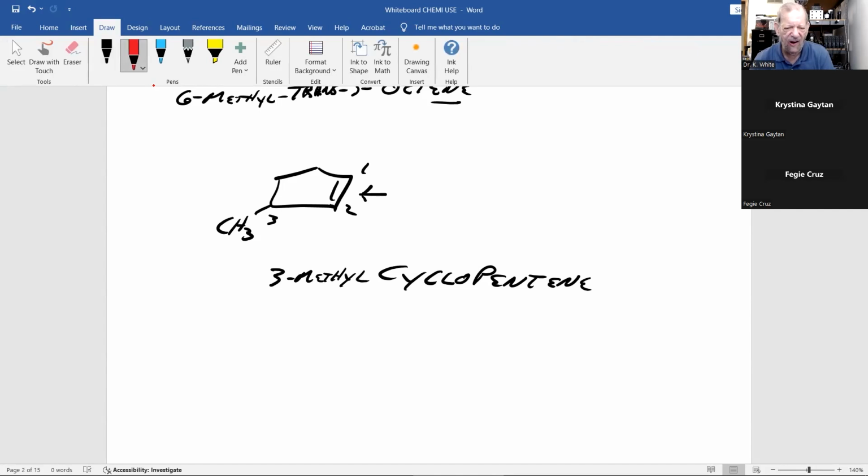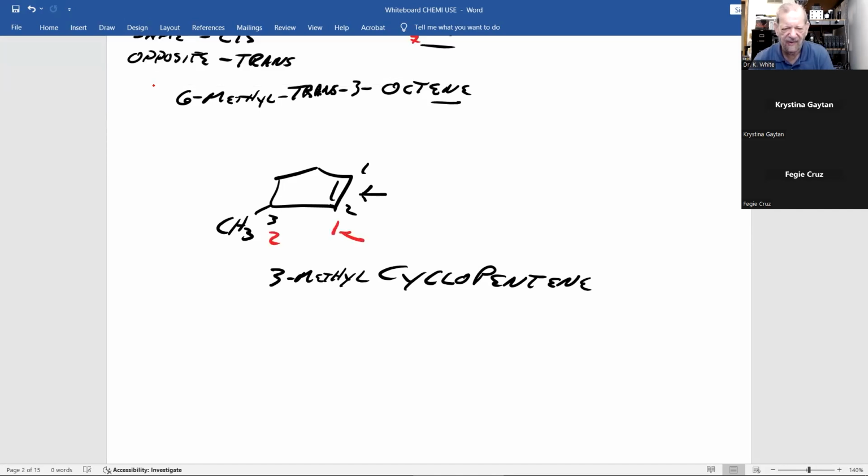Now, let me just show you one other mistake students have. They'll call this 1 and this 2. Wrong, because if this is 1, this has to be 2, 3, 4, 5. So you have 2 choices, 3-methyl or 5-methyl. And hopefully you all know 3 is smaller than 5. And that's how you do nomenclature.